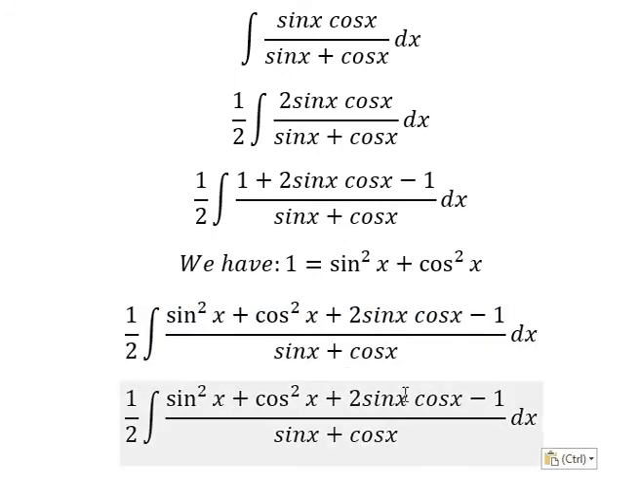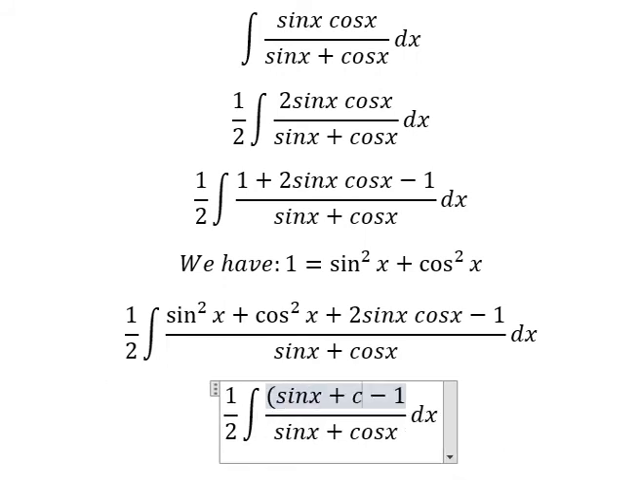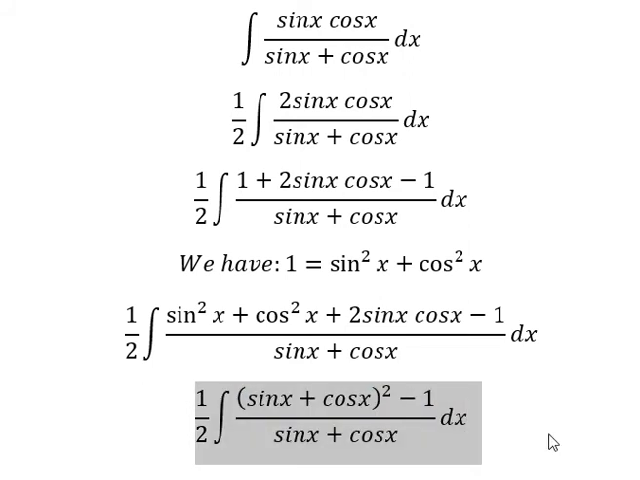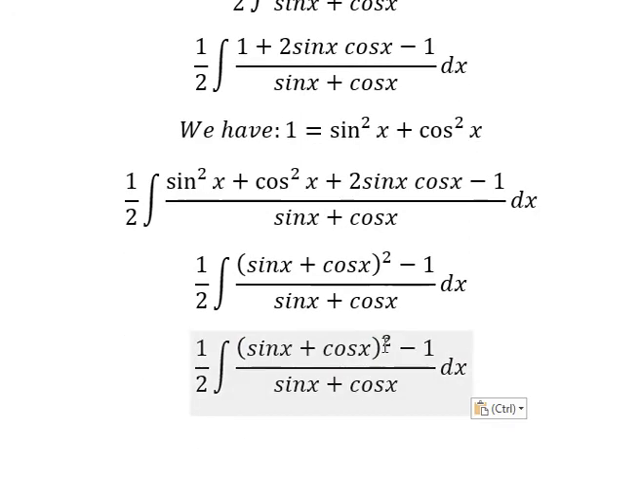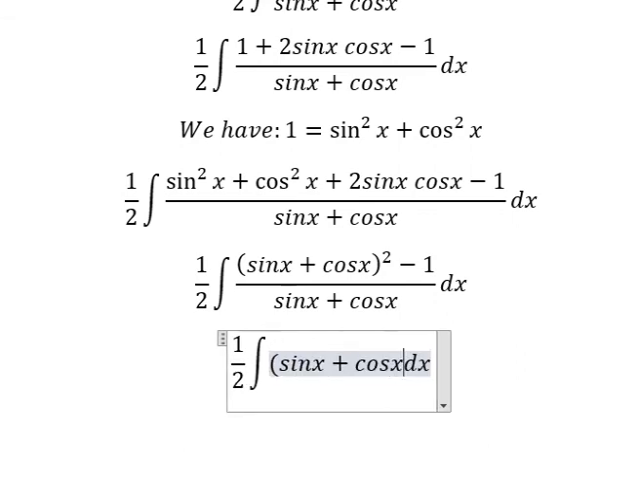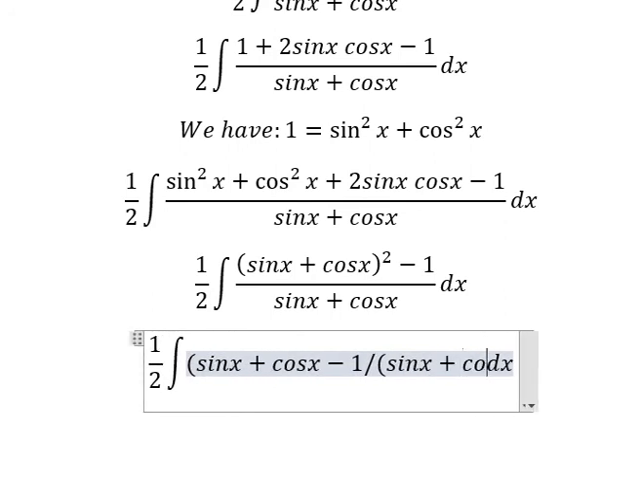So, this one, that is about identities. So we have sin x plus cosine x to the power of 2. So this one divided by this one. So we have sin x plus cosine x minus number 1 over sin x plus cosine x.